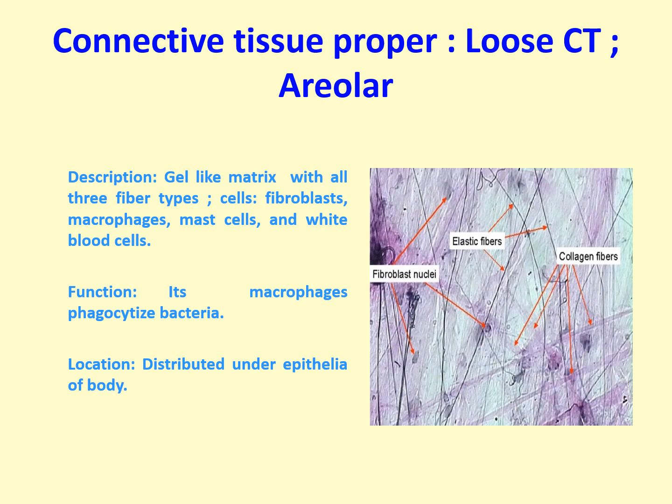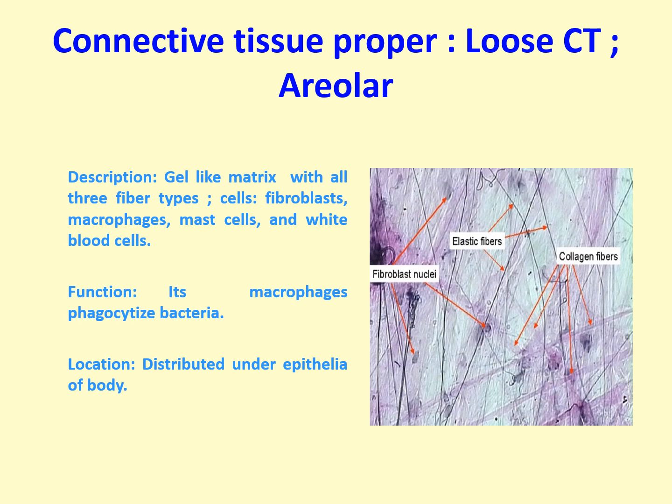So this is loose connective tissue proper, also known as areolar connective tissue proper. In this type of connective tissue, a gel-like substance, that is matrix, forms the main bulk of this tissue to protect.